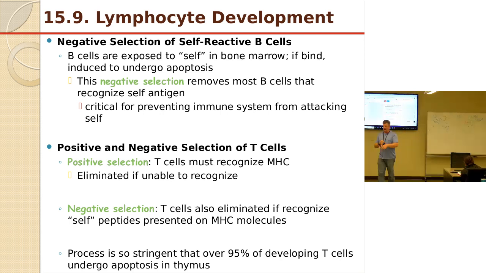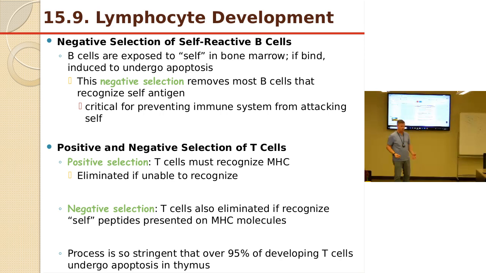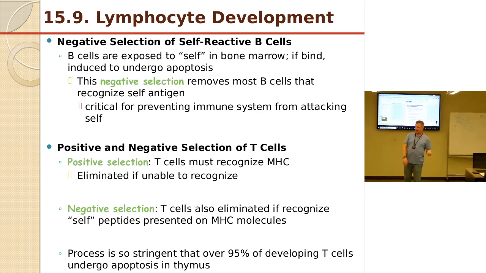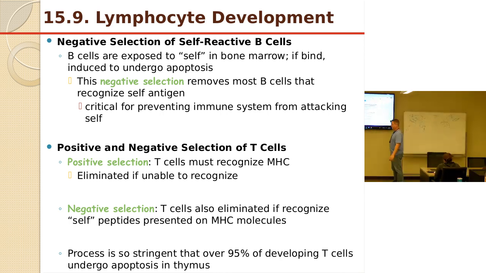So we need to get rid of those before they actually go out into the population. So what is it that they're actually being trained? B cells are trained in the bone marrow, T cells are trained in the thymus. What are they being trained for? They're being trained to make sure that they don't recognize self. If they do, we need to off them before we let them out into the population.